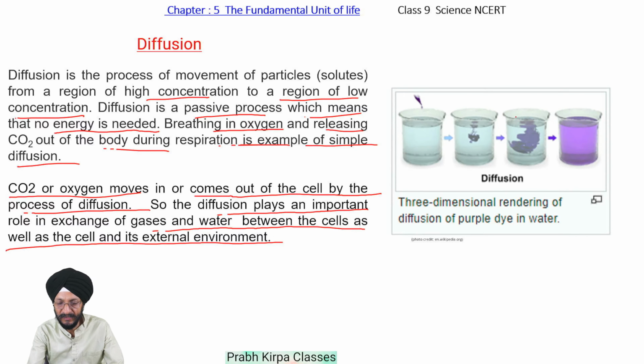You can see here that we have put purple color dye in a water. Here you can see this is in high concentration. Slowly this dye is moving, spreading from the high concentration to low concentration. Ultimately the whole of the water will become of purple color. Here the concentration was more, here it spread to other areas of water, then it spread to whole of the water.